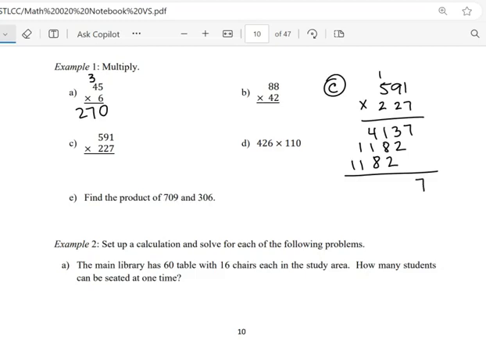So now I'm going to add. You have the 7, 3 plus 2 is 5, 1 plus 8 plus 2 is 11, so I carry over 1. So 1 plus 4 plus 1 plus 8 is a 14, so 1 carry over. You got a 3 and you got a 1. So the answer to C is 134,157.